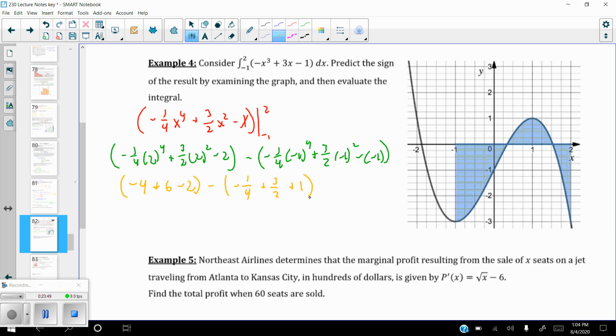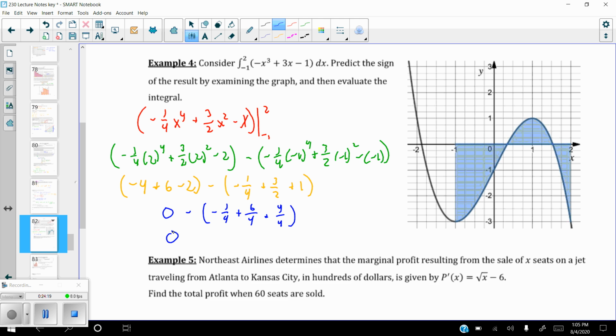So let's go ahead and figure out what we get in the first parentheses. So the first parentheses is going to be -4 plus 6, which is +2, minus 2, which is 0. And then the second parentheses, we are going to have to do a little work. We're going to have to convert everything into fourths, it looks like. So -1/4. Changing 3/2 into fourths, we're going to get 6/4. Changing 1 into fourths, we get 4/4.